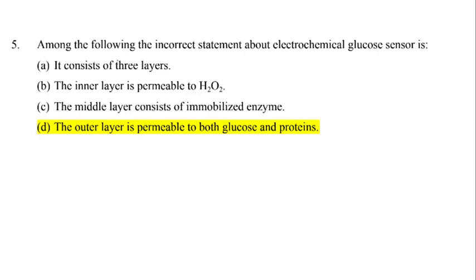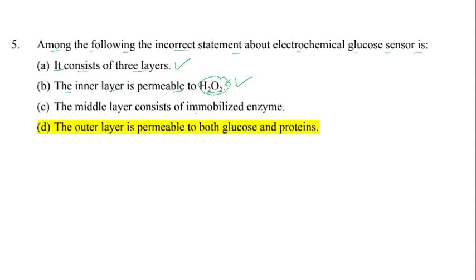Okay, then question number 5. Among the following, the incorrect statement about the electrochemical glucose sensor is. It is already discussed, glucose sensor. It consists of 3 layers, right? The inner layer is permeable to H2O2. Yes, it is made of cellulose acetate and it is permeable to small molecules like hydrogen peroxide. So this is also correct.